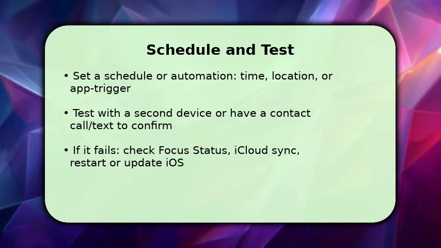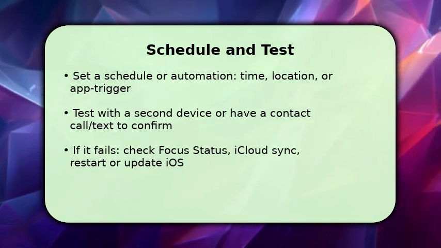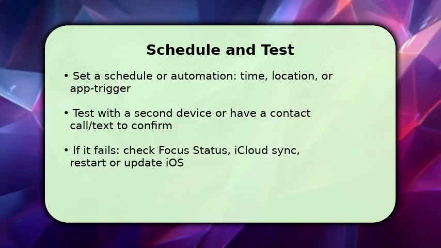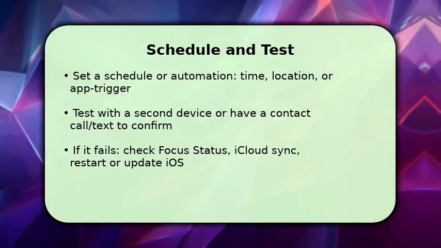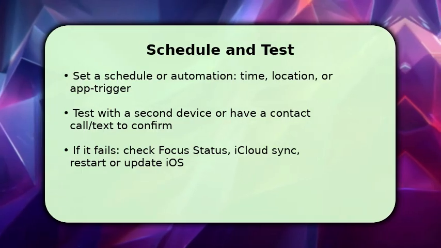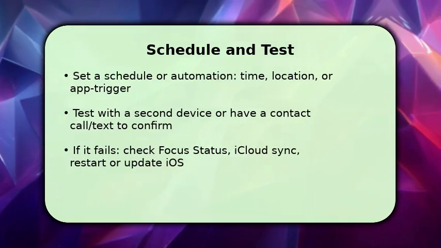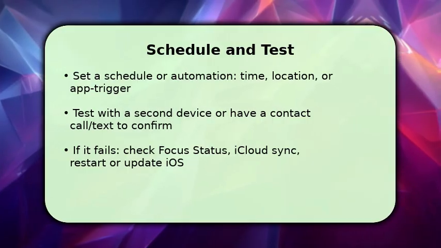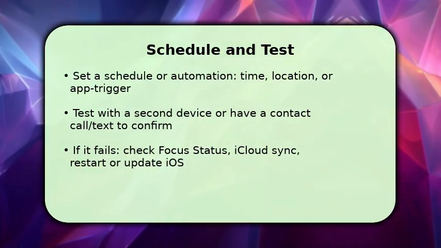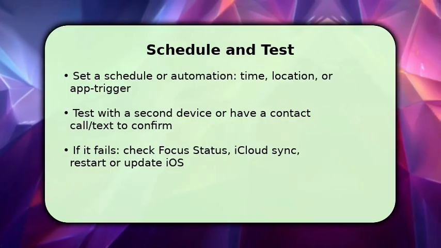Finish by scheduling and testing. Set a time-based automation or choose a location or app trigger so Do Not Disturb turns on when needed. Once scheduled, test it, ask someone to call or text, or toggle via Control Center to verify behavior. Make sure Focus Status and iCloud Sync are correct if other devices aren't matching.